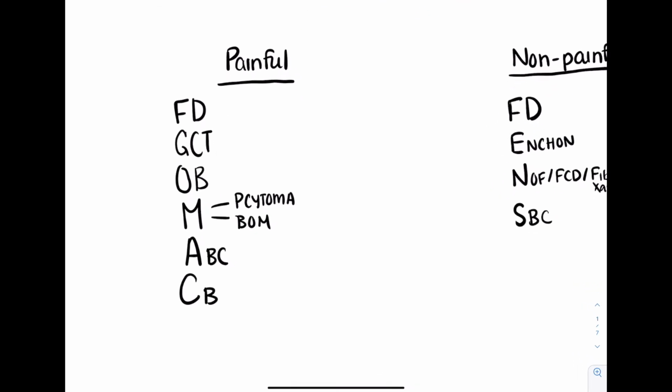With fibrous dysplasia, you usually get them between 8 and 14, but you keep it forever. Our GCT, 20 to 40. Our OB, 10 to 20. Plasmacytoma, 40 plus. Blowout Mets, 50 plus. ABC, 5 to 20. Chondroblastoma or Codman's tumor, 10 to 25.